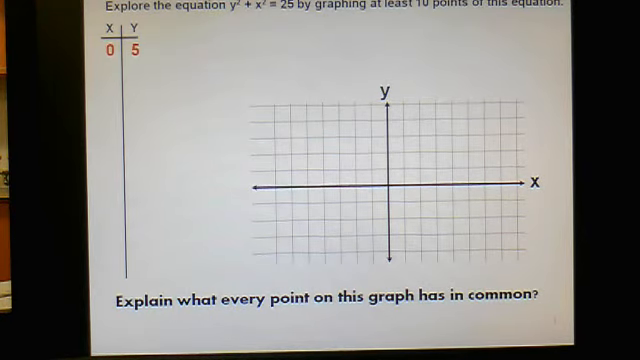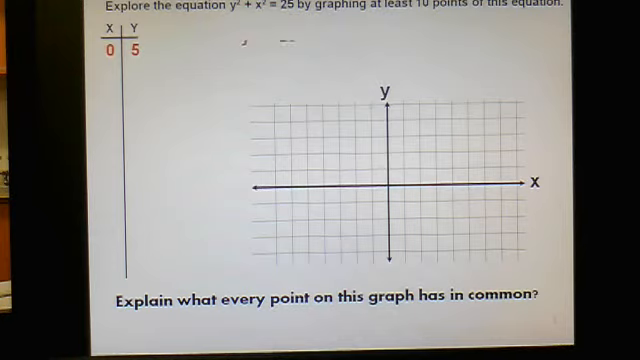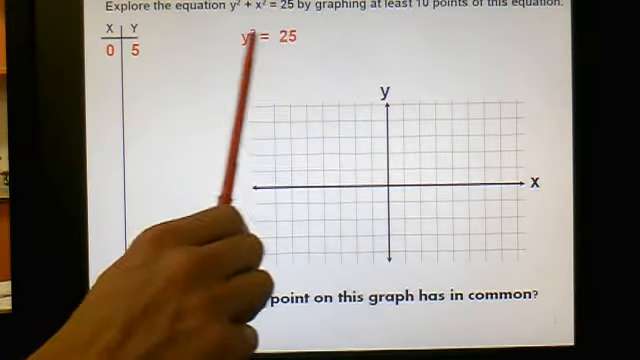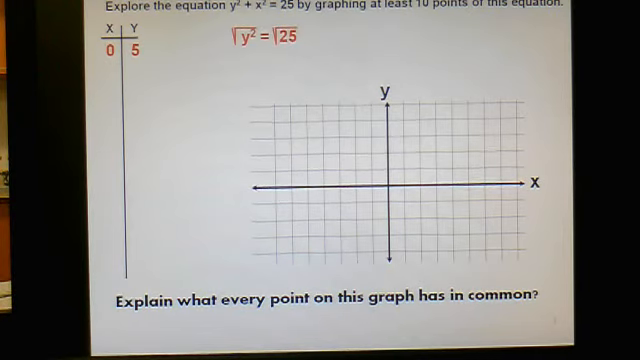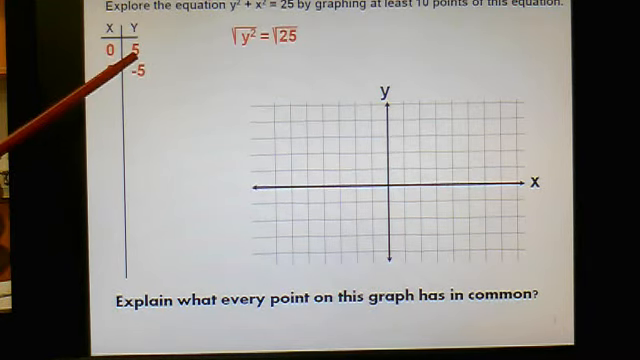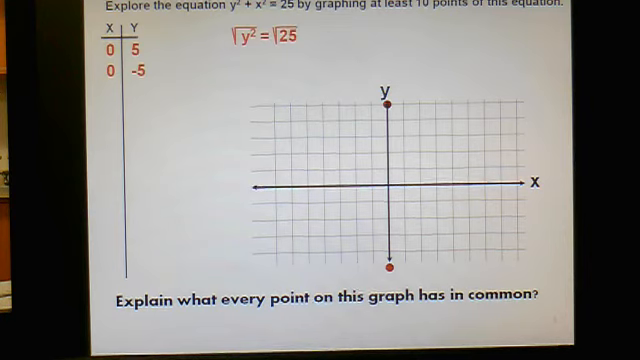But there are 2 answers to this. There are 2 different points that are associated with 0 for an x value. You could also think about this equation, y squared equals 25. The answer to that equation is 5, but it's also -5. A square root in an equation also has a negative value. So there are 2 different points we graph. 0, 5 is stay there and then go up 5. And then, of course, 0, -5 is stay there and go down 5.